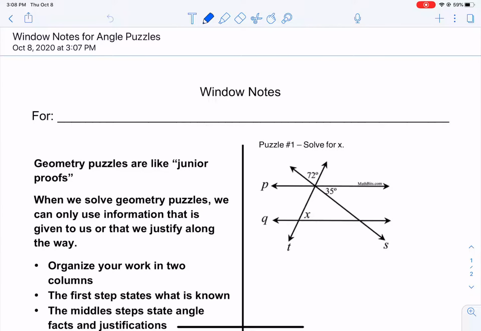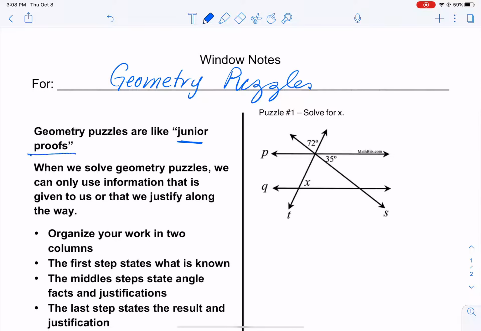Today we're going to practice solving geometry puzzles. And geometry puzzles are very similar to junior proofs. And by junior proofs, we mean they're like proofs, but they're a little bit more simplified.